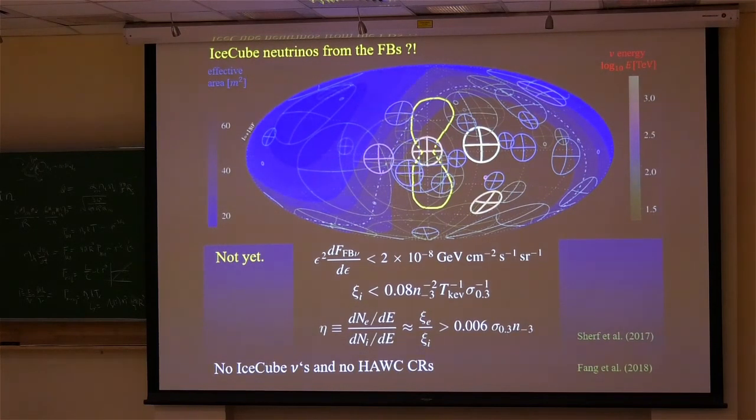There are now many more events. The circles you see here are neutrino events. These are showers. The smaller ones scattered around are tracks, so these will be newer neutrinos. And the very big circles, which are less well localized, are either electron or tau neutrinos. And you see most of them from the southern hemisphere.